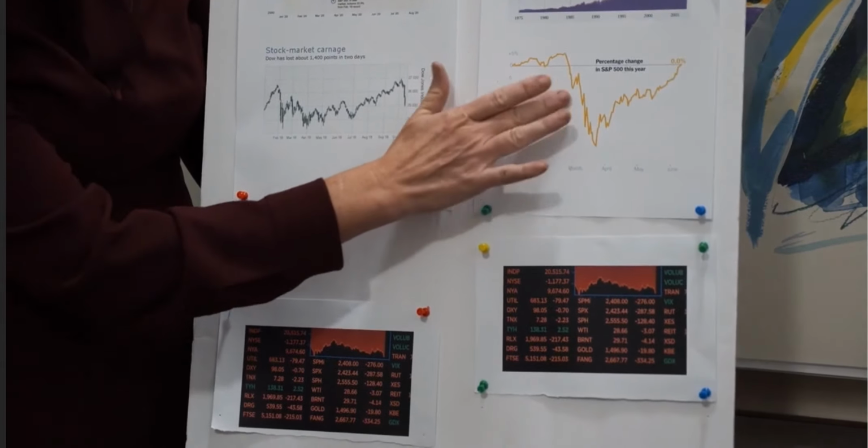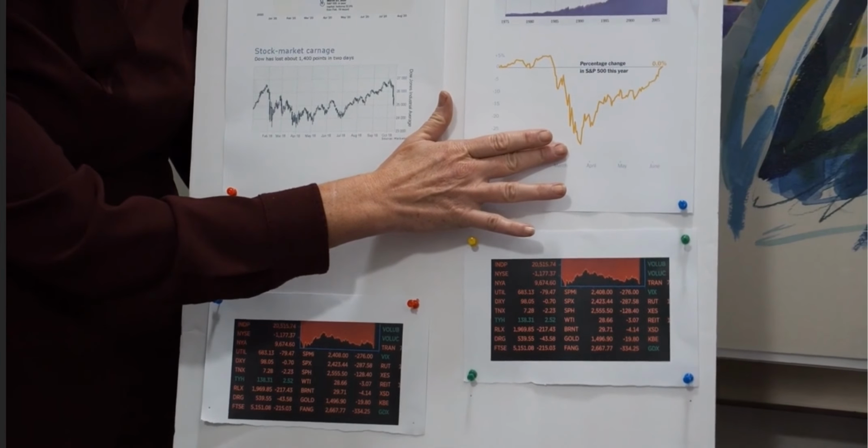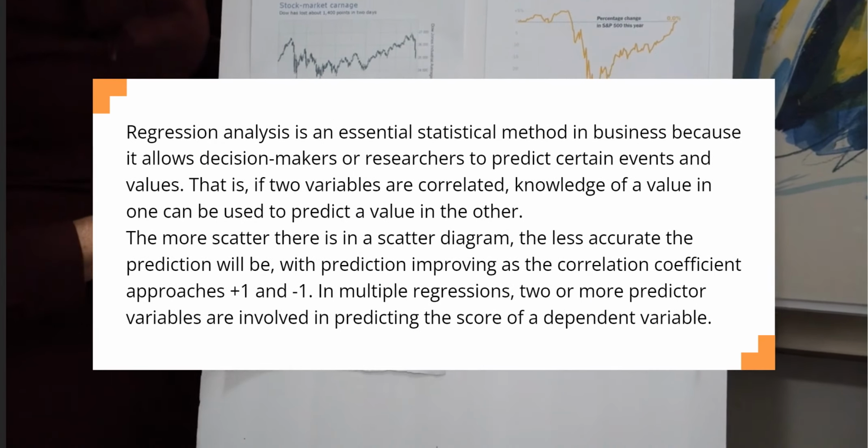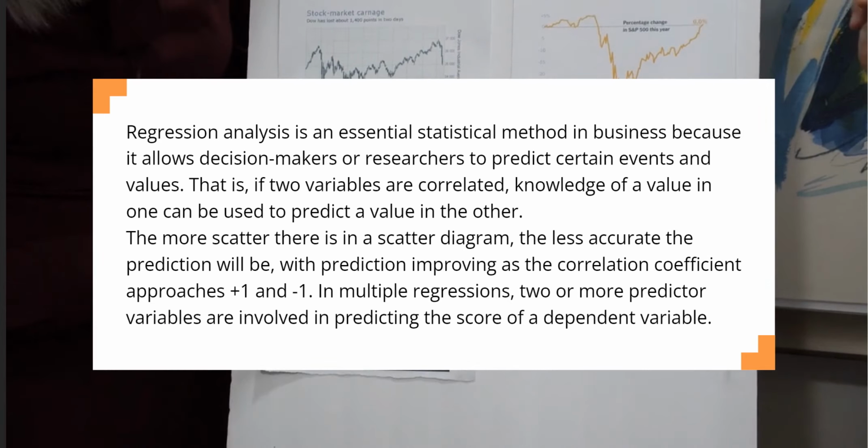In this presentation you have learned about regression analysis. It is an essential statistical method in business, because it allows decision makers or researchers to predict certain events and values. That is, if two variables are correlated, knowledge of a value in one can be used to predict a value in the other. The more scatter there is in a scatter diagram, the less accurate the prediction will be, with prediction improving as the correlation coefficient approaches +1 and -1. In multiple regression, two or more predictor variables are involved in predicting the score of a dependent variable. Refer back to this video throughout your course, if you are having any trouble with regression analysis.